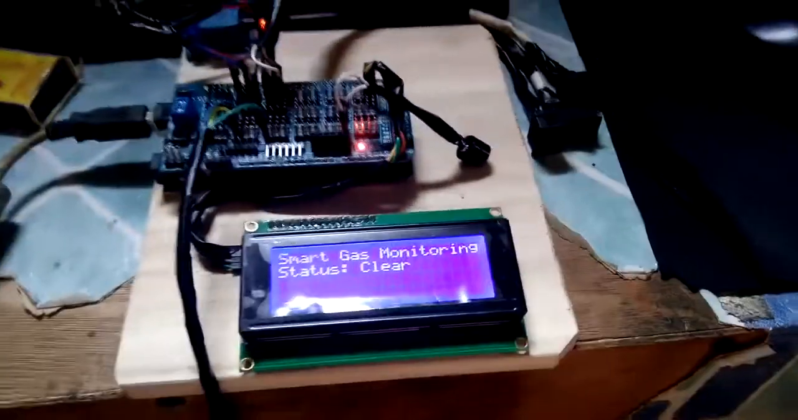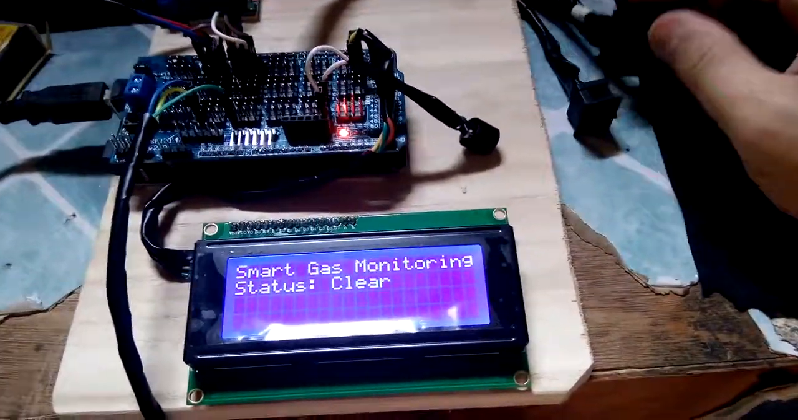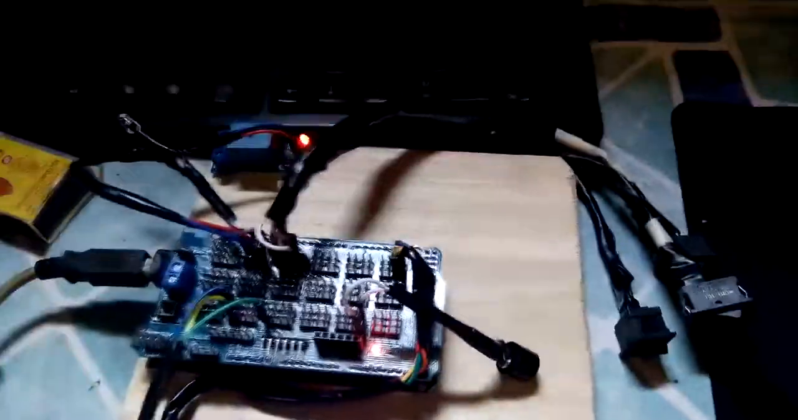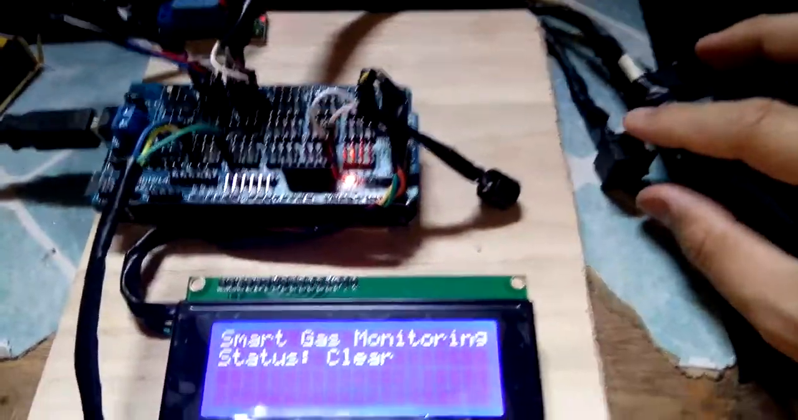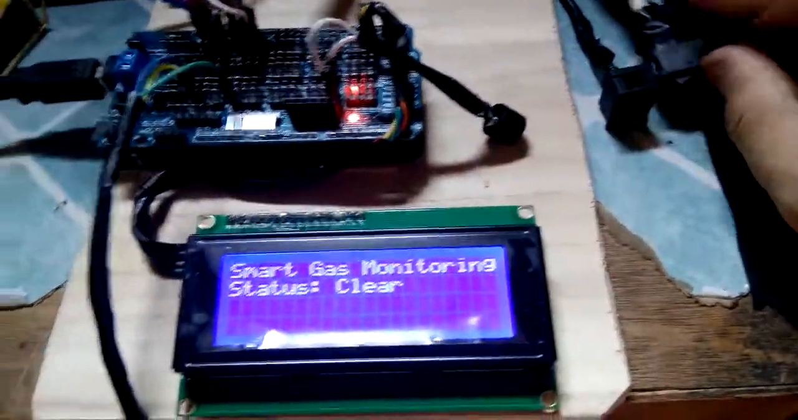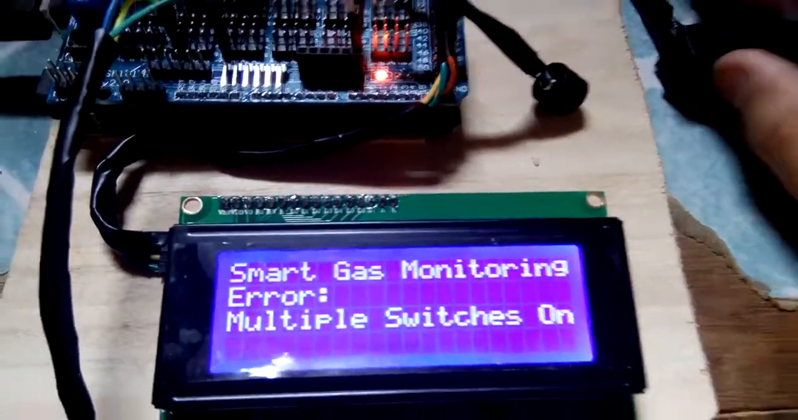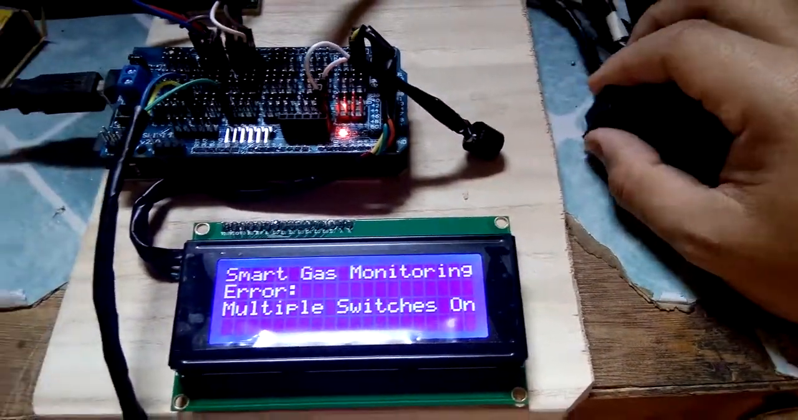So let's try. Press ko yung reset switch. Okay. So by the way, you cannot press multiple switches, no? Let's say on ko to, tapos i-on ko to. So dalawang mode ang na-on. So magsabi siya error, multiple switches on. So just turn it off again.